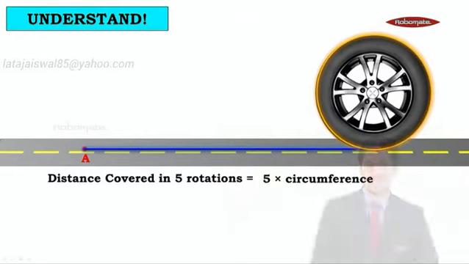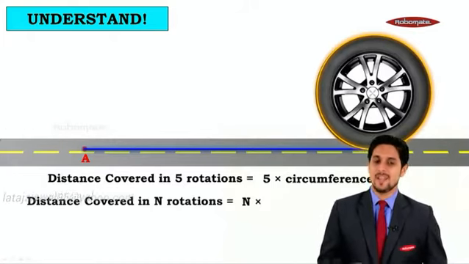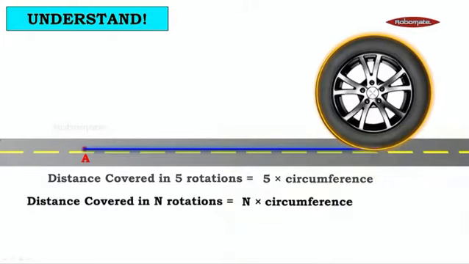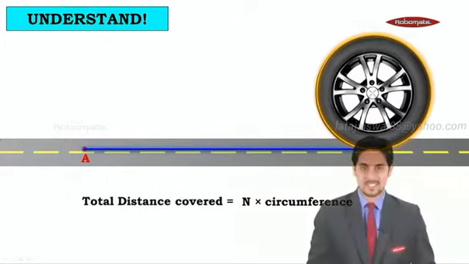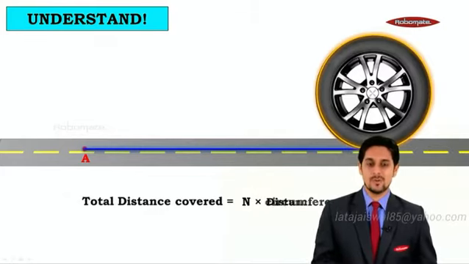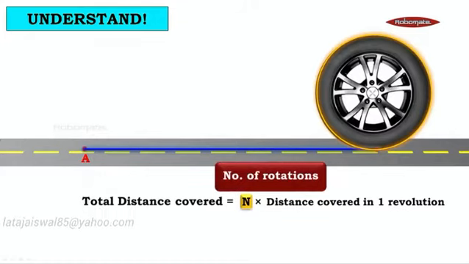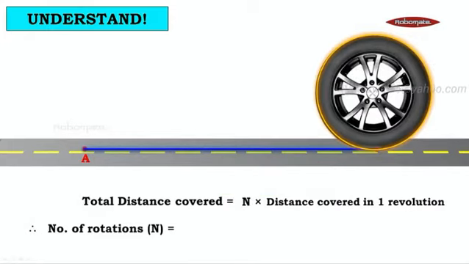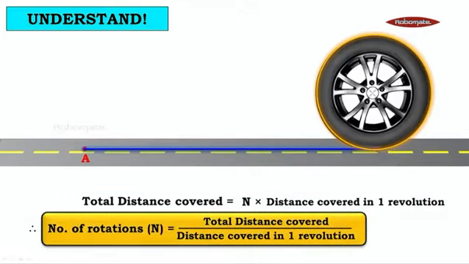From here, we can generalize the formula to say the distance covered in n rotations will be equal to n into the circumference. Also, the total distance covered is equal to n into circumference, where the circumference is nothing but the distance covered in one revolution. So from here we can get the formula for n, the number of rotations: number of rotations is equal to the total distance covered upon the distance covered in one revolution.